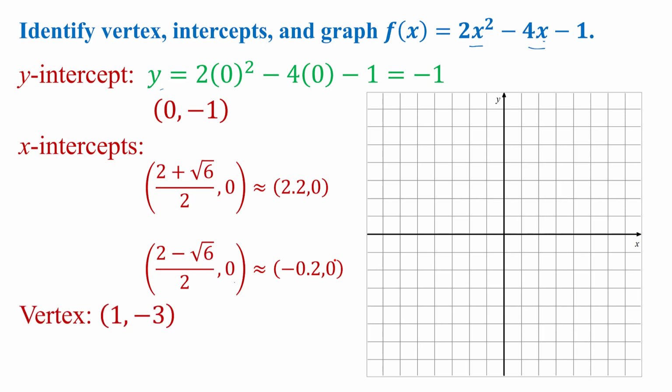So the vertex is 1, negative 3. We found that earlier. The axis of symmetry, remember we look at the vertex for that x-coordinate of the vertex, or the first coordinate of the vertex, and then our axis of symmetry is going to be x equals 1. So let's put everything we have on here. The vertex is 1, negative 3. The axis of symmetry is x equals 1.